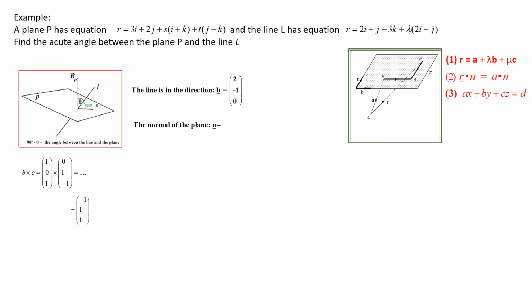Okay, so refer to this equation. This part is B, this part is C, or you can say this is B, another one is C, it doesn't matter. And by using the cross product, this is the vector, this is the normal that is perpendicular to the plane. So now we have both the direction of the line and also the normal. So we can find out the value of the angle theta using the scalar product.